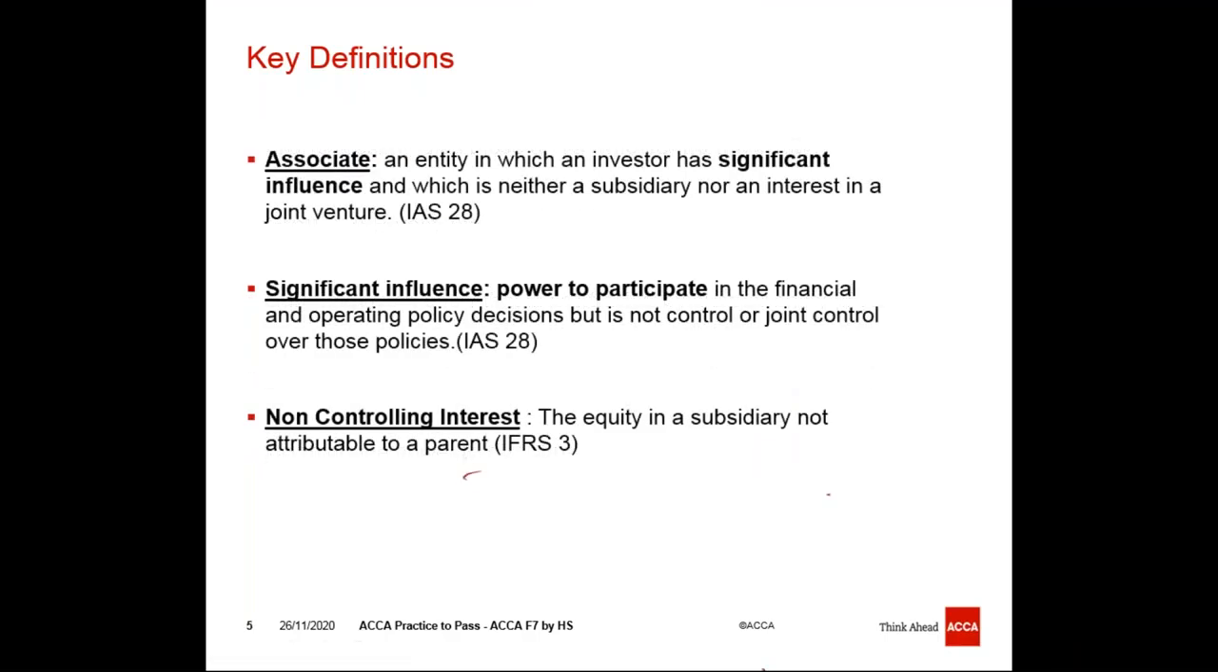So an associate is an entity over which we have significant influence. There's a clear difference between control and significant influence. Significant influence means you have the power to participate in the decision-making process. But control means you have the full power over that particular entity. If you are ruling the decision-making of the company, it means that you are controlling. But if you are just participating in the policy-making process and giving your suggestions, then it means that you have significant influence.